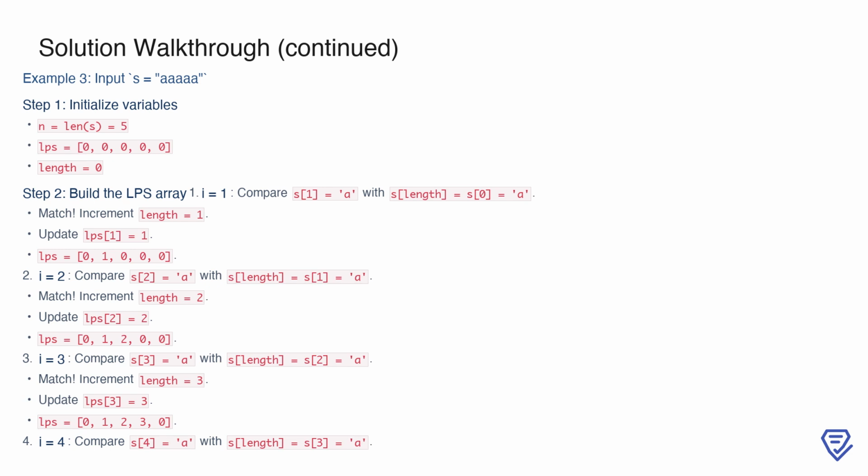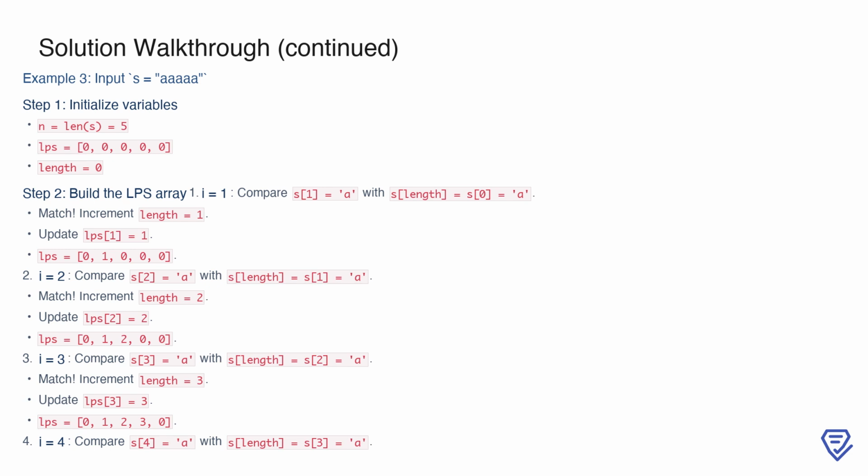Moving on to build the LPS array, we start with I equals 1. Here, we compare S1, which is A, with S length, which is S0, also A. Since there's a match, we increment length to 1, and LPS1 is updated to 1. The LPS array becomes 0, 1, 0, 0, 0.